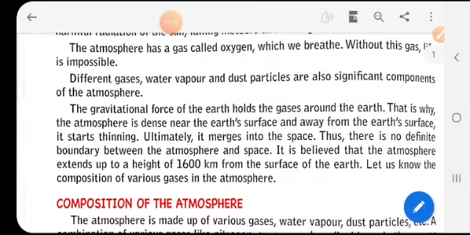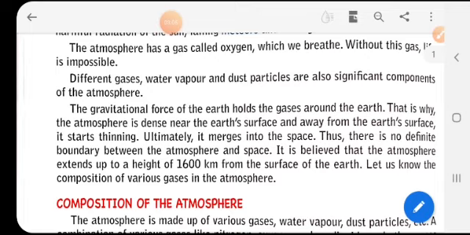The gravitational force of the Earth holds the gases around the Earth. As you know, when you throw something up, everything falls downwards. Whatever you throw upwards comes down to the earth. Have you ever thought why this happens? Yes, it is because of the gravitational pull of the earth towards its center. So everything that goes up comes down. This force of the earth holds all the gases around the Earth's surface.